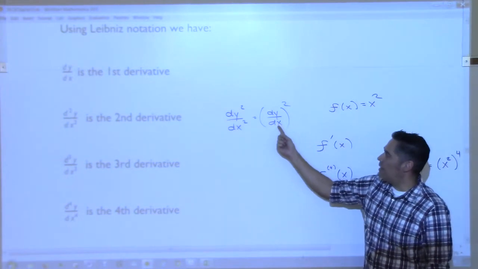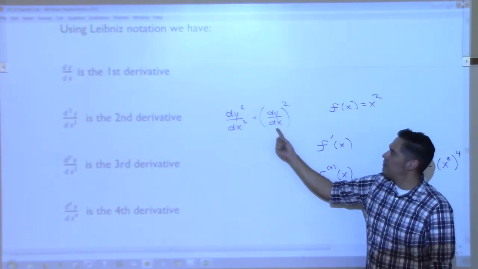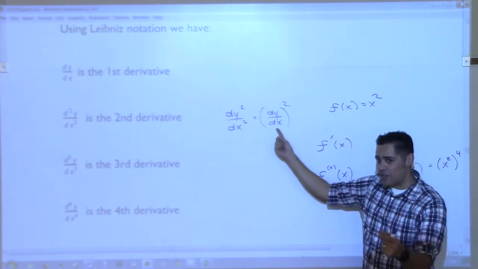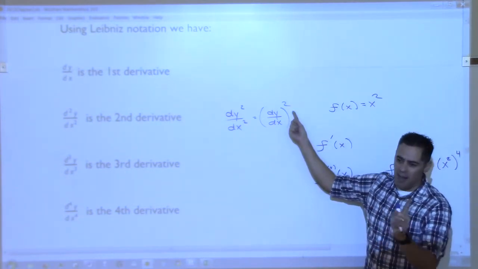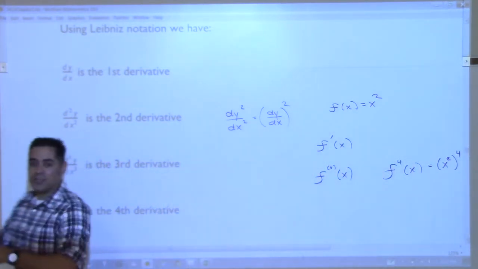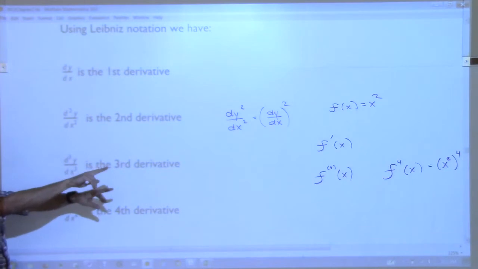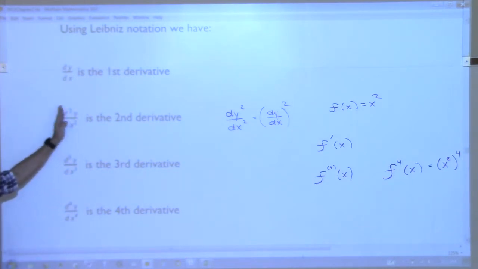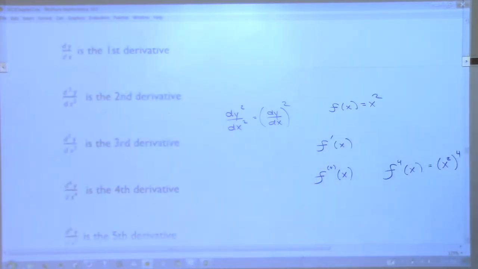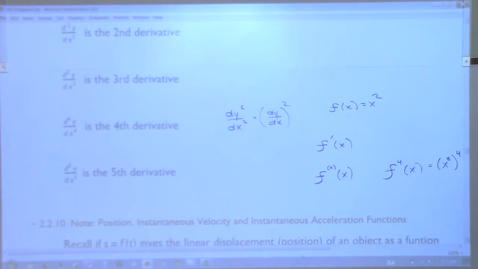And this means what? Take the first derivative, and then we get that answer, square it. And that's not what we mean. We mean take the first derivative and then take the derivative of that. So in order to eliminate that confusion, we offset the numbers so that we don't think that, okay? Fifth derivative and so on and so forth.